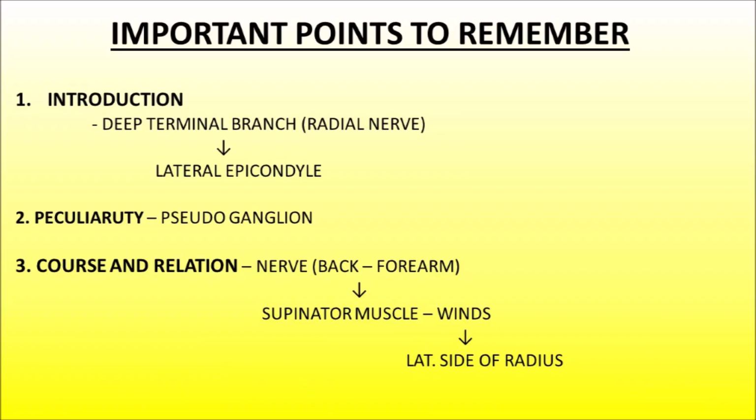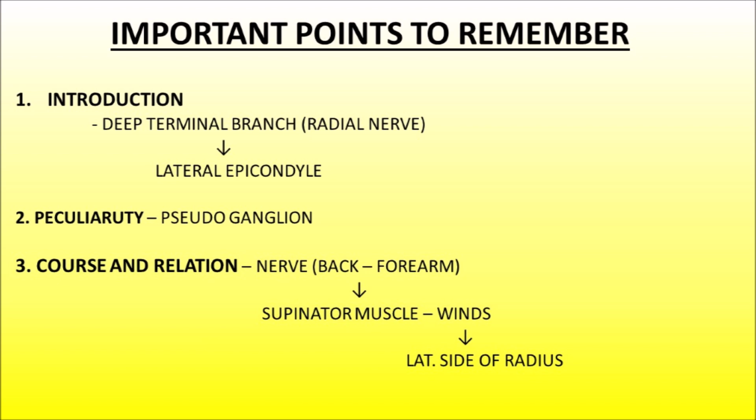Let us discuss in detail the important points to be remembered under the posterior interosseous nerve, which we have discussed in the form of a diagram. Let us start with its introduction. It is a deep terminal branch of the radial nerve and arises in front of the lateral epicondyle, and its peculiarity is that it possesses a pseudoganglion.